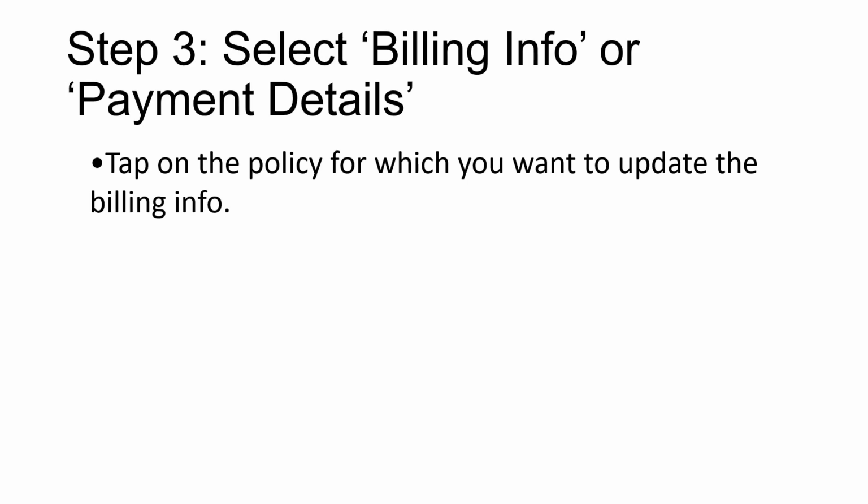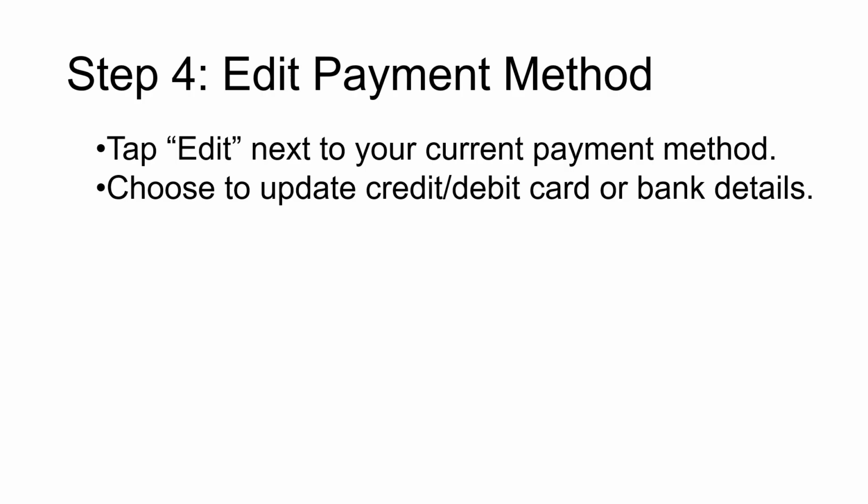Tap on the policy for which you need to update your billing details. Scroll through the options until you see either billing info or payment details. Tap on it to open your current payment setup. Now, tap on the Edit button next to your existing payment method.